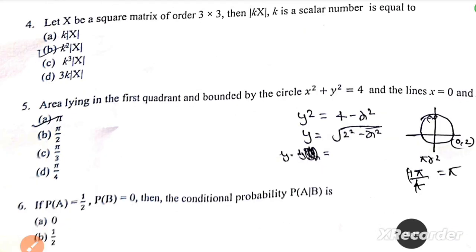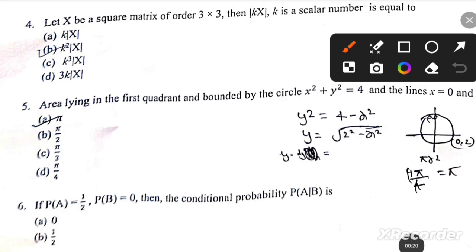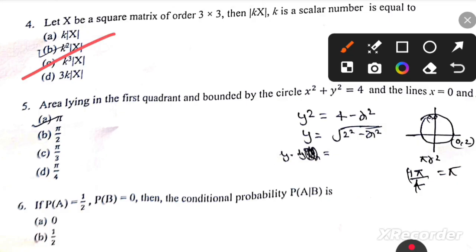Let X be a square matrix of order 3 by 3, then kX, where k is a scalar number, is equal to k raised to the power 3. Then next, area lying in the first quadrant bounded by a circle x square plus y square is equal to 4, and the lines x is equal to 0 and x is equal to 2 is pi.